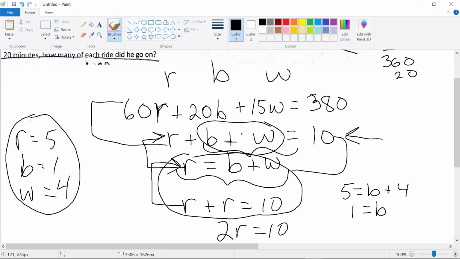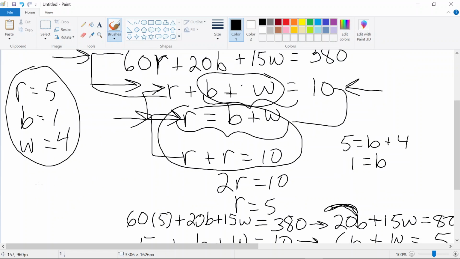Again, value equation, the minutes, number equation. How many total rides were there? And then one other equation was given that allowed a substitution so I could get rid of one variable.